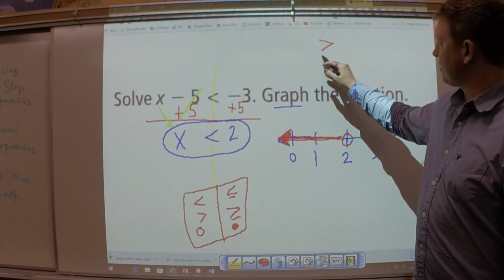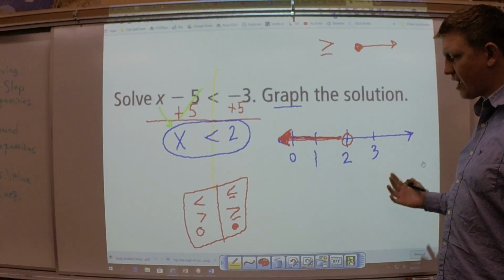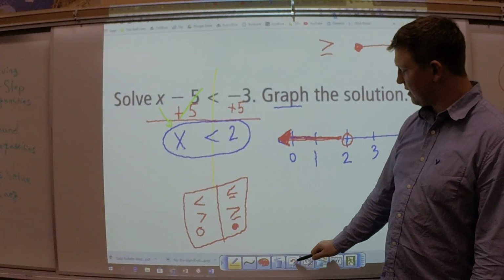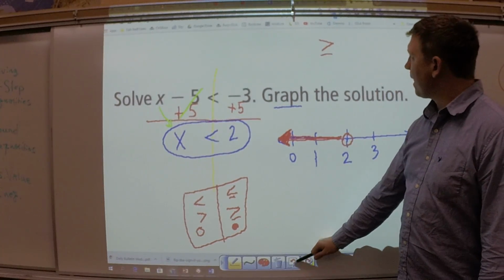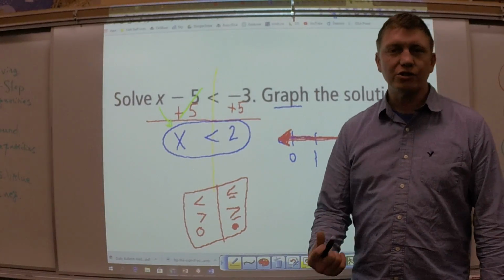If it was greater than or equal to, you would fill it in solid and you would go this way because it's greater than, but that gives you an idea as to what this one would look like. Most of them in the beginning of our section here are pretty straightforward, not too bad, all right?